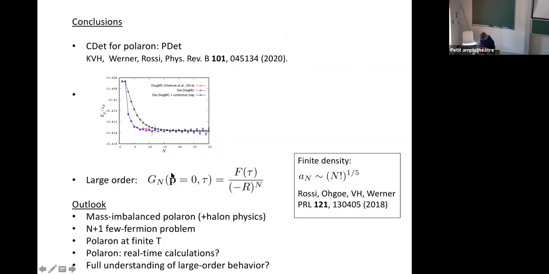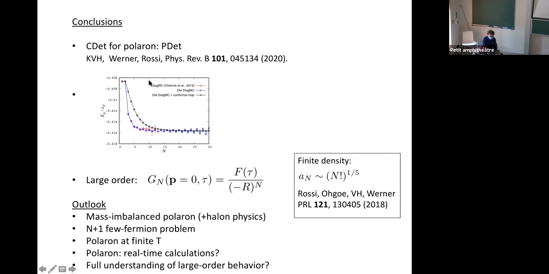Okay, so let me conclude here by saying that we have a numerical method for the Polaron, which is really superior to anything that we had before. So if you have any problem that you would like to solve, which involves an impurity in a fermionic environment, this is the way to go. It's much easier. It's really extremely precise, extremely accurate, and it's much easier to program than what we had before.